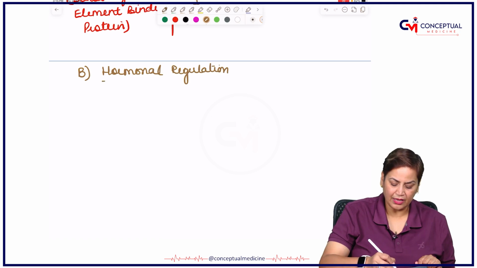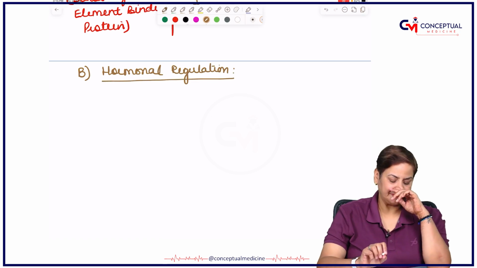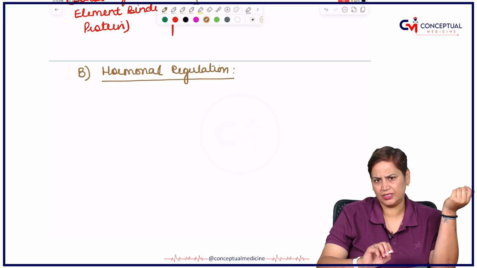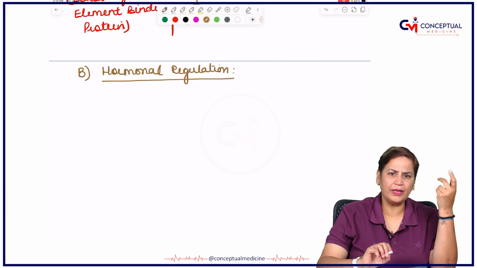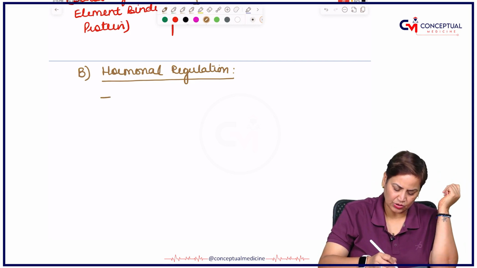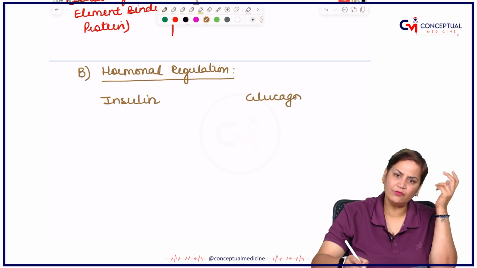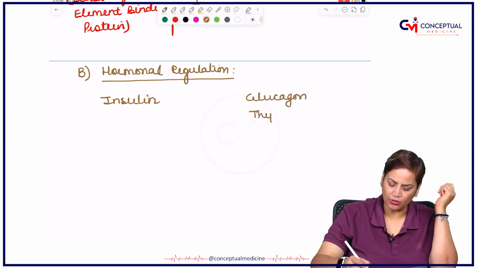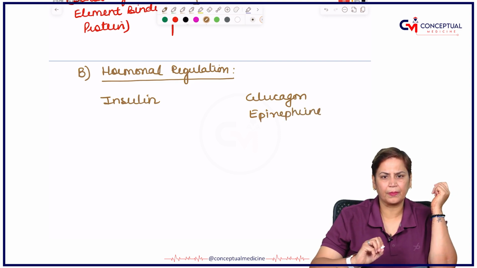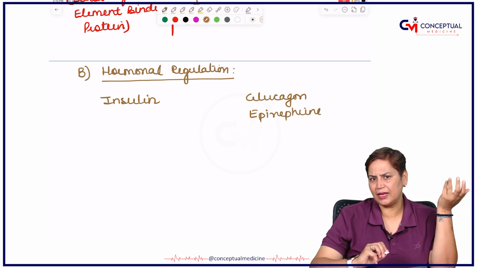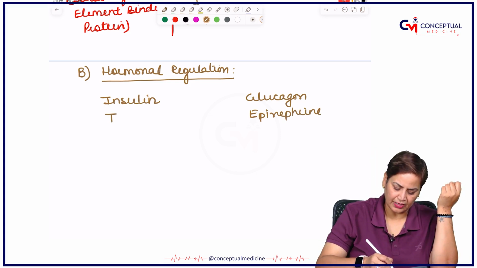Now hormonal regulation, again there are two main antagonistic hormones. And what are the two main antagonistic hormones? One is insulin, the other is glucagon. And with glucagon we can name epinephrine also, because they are the catabolic hormones. Right? Insulin, we know it's an anabolic hormone, so insulin and thyroxine will come here.